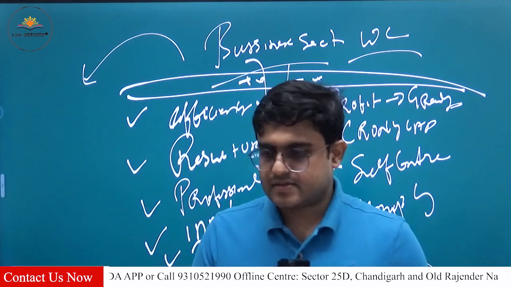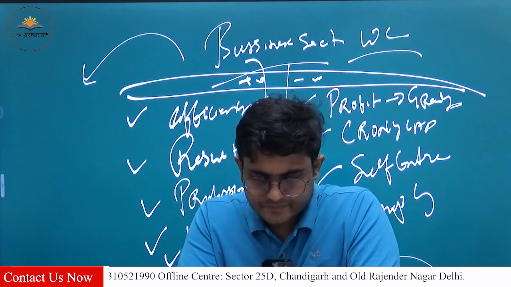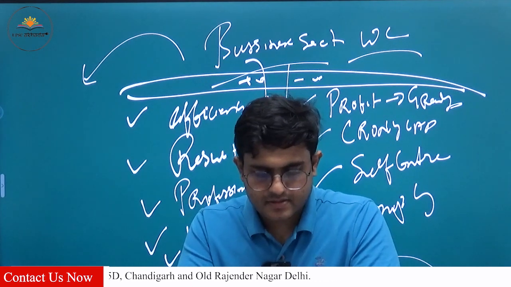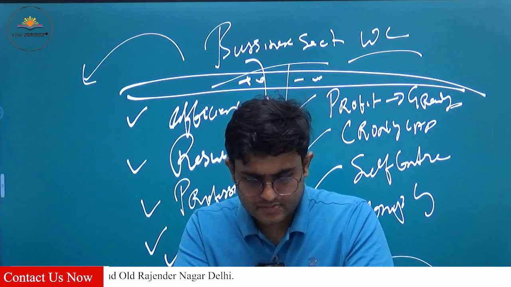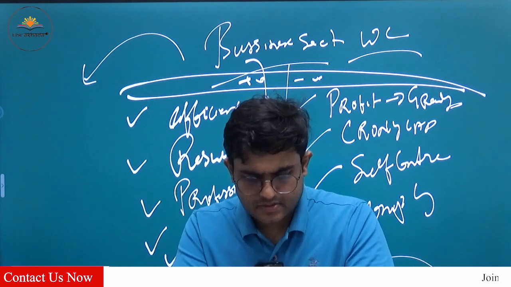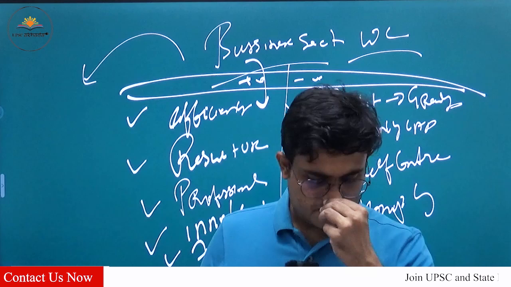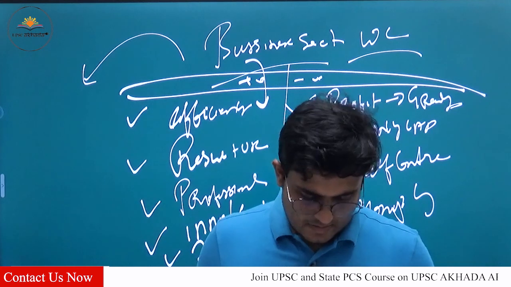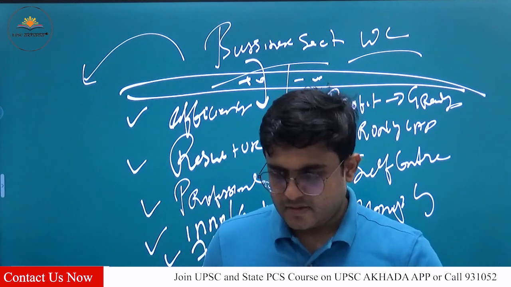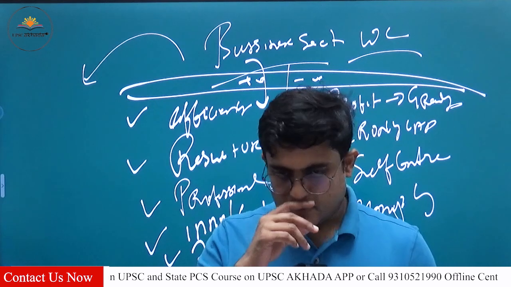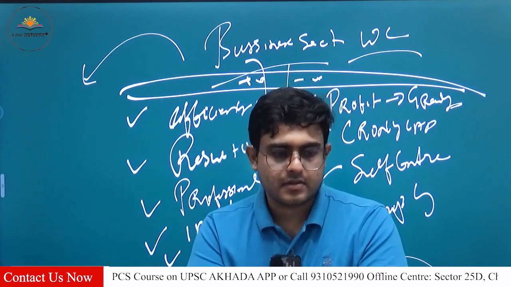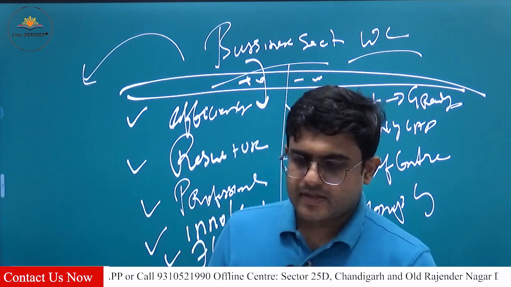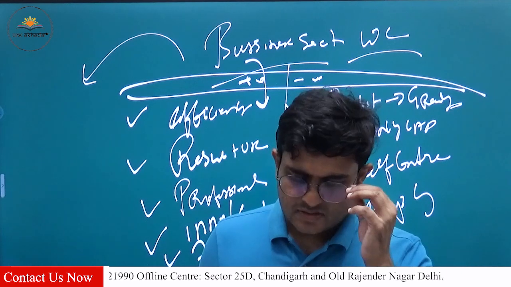Profit greediness, chronic capitalism, self-oriented, monopoly, corruption. After that, write in recent times, write in conclusion, right?